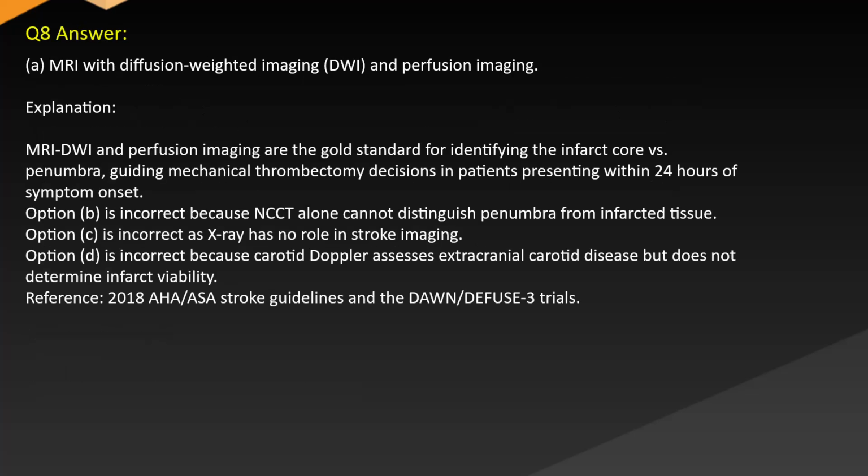Correct answer: MRI with diffusion-weighted imaging, DWI, and perfusion imaging. Explanation: MRI, DWI, and perfusion imaging are the gold standard for identifying the infarct core versus penumbra, guiding mechanical thrombectomy decisions in patients presenting within 24 hours of symptom onset.